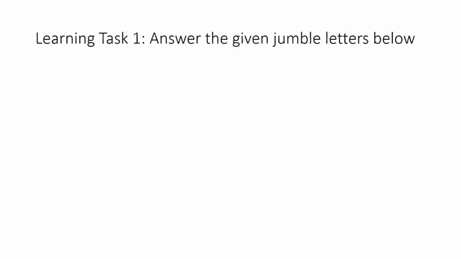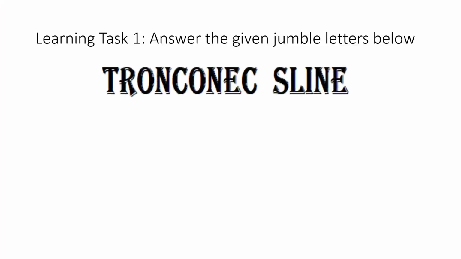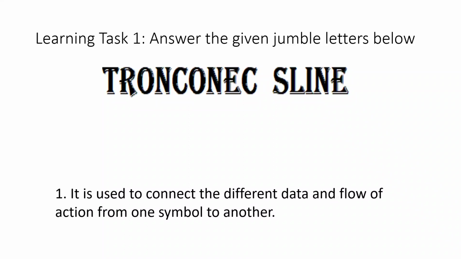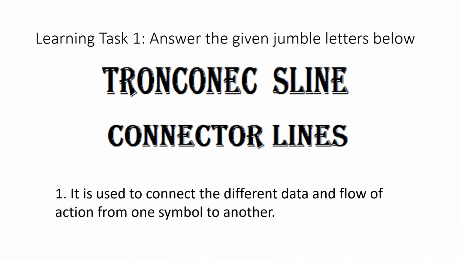For your learning task 1, answer the given jumbled letters below. Our clue: it is used to connect the different data and flow of action from one symbol to another. The correct answer: connector lines.